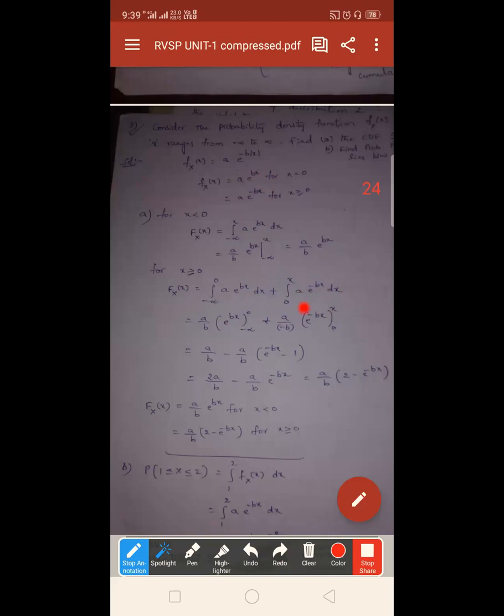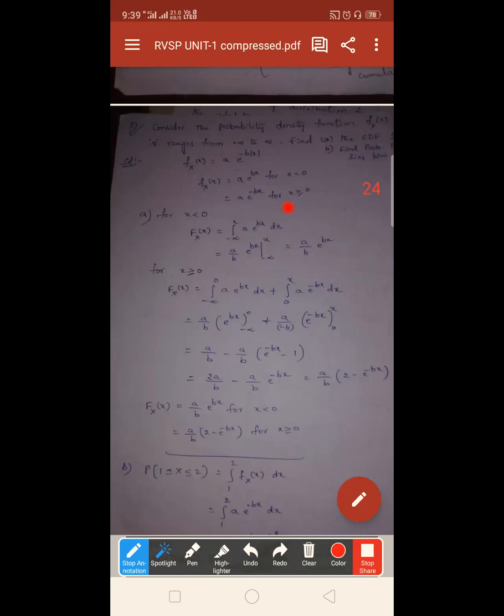Whereas in the second integration, 0 to x means positive values of x. That's why you have to write the function as a into e power minus bx dx. Okay. So here again you have to apply the integration. A is constant. Integral e power bx dx.